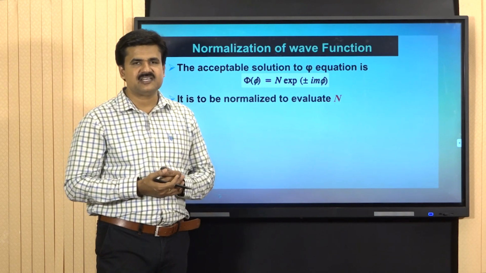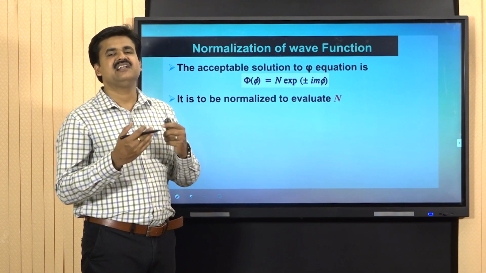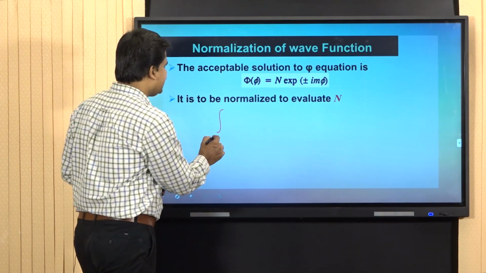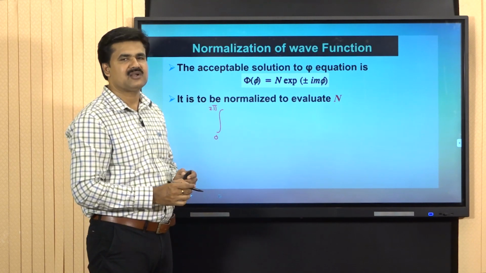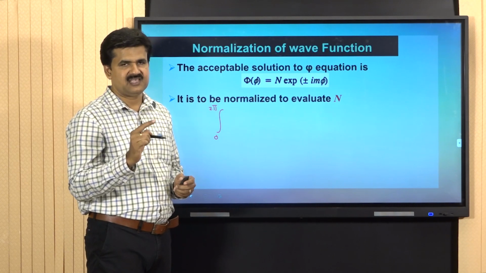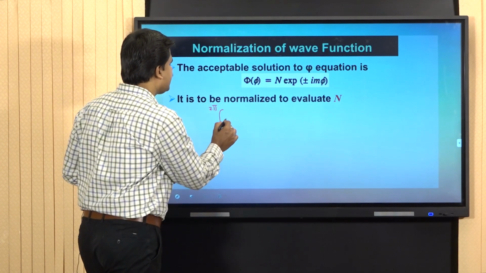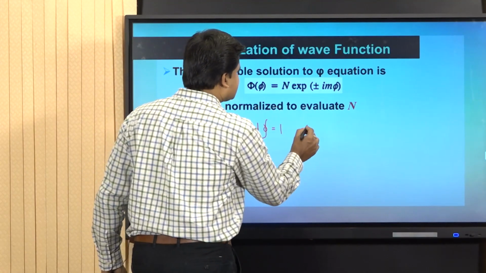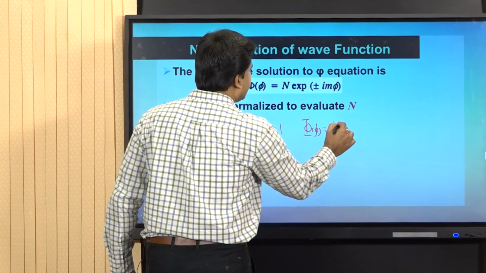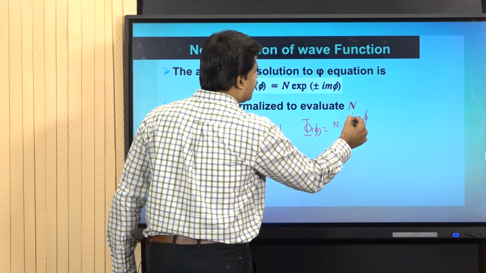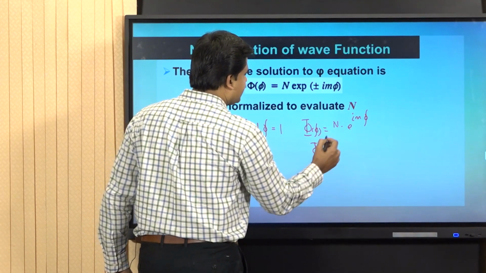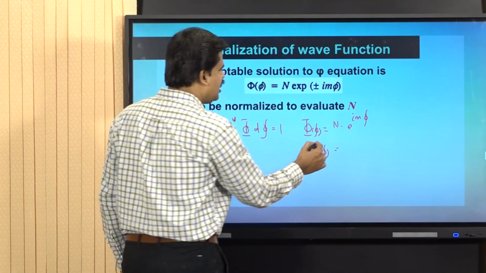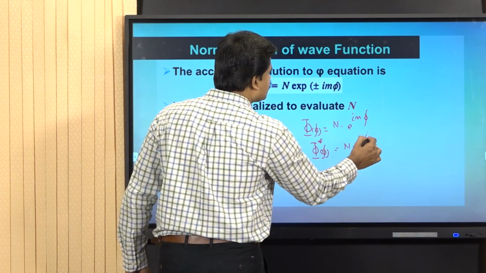We have the normalization condition, the integral of ψ*(r,t) ψ(r,t) dτ must be equal to 1. For the present system, the integral must be from 0 to 2π, because the range of φ is from 0 to 2π. So, the integral from 0 to 2π of Φ*Φ dφ must be equal to 1. We have Φ(φ) equal to N e^(imφ). For convenience, I put plus i. Φ* is obtained by taking the complex conjugate of Φ. To get the complex conjugate, I have to replace i with minus i. So, Φ* is equal to N e^(-imφ).